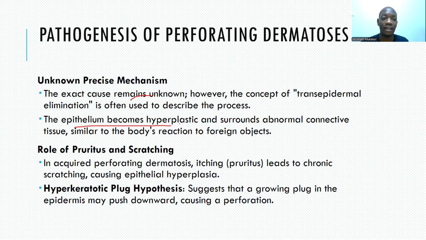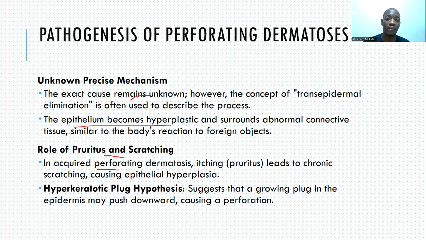There's also a thinking that there is a role played by pruritus as well as flushing, and this is seen in the acquired types of perforating dermatosis. The itching or the chronic pruritus can lead to hyperplasia of the epithelial layers, and then at the end of it all, you end up forming those elongations into the dermis and try to eliminate the damaged connective tissues below the skin.